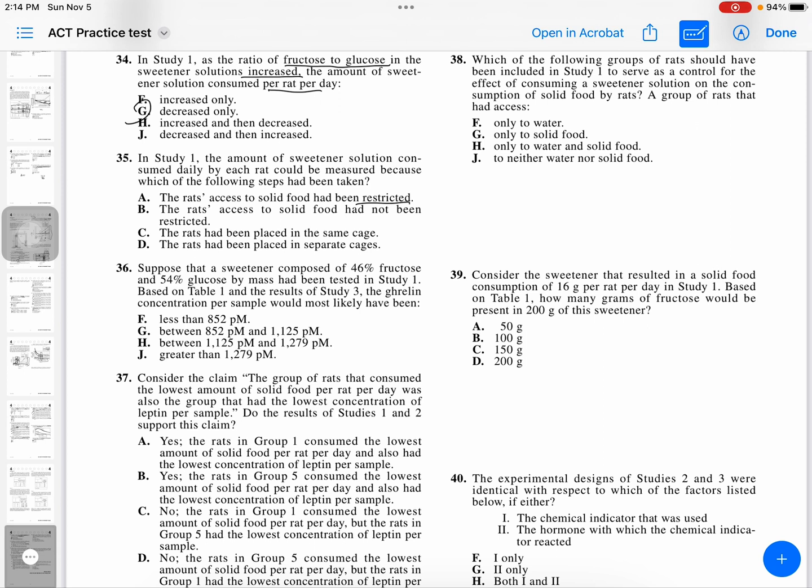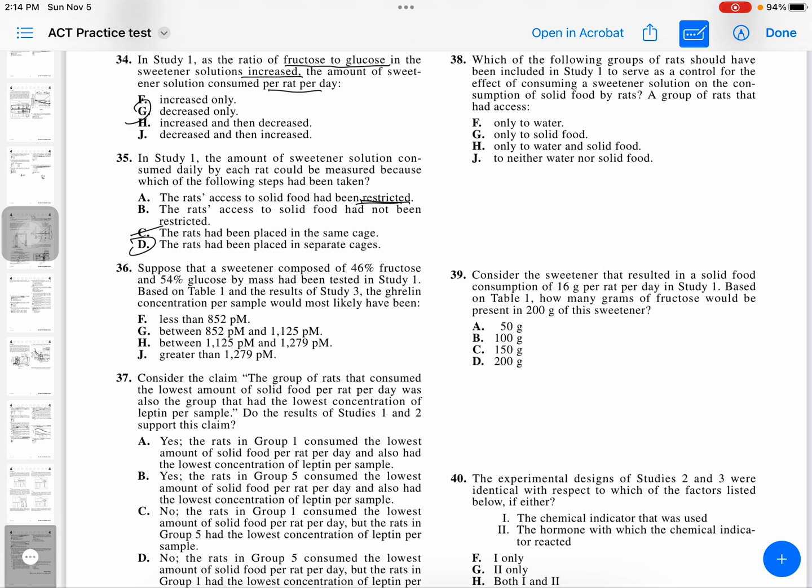If you put them in the same cage, you can't measure how much each individual rat is eating. But if you put them in different cages, then you can measure how much they're eating individually. And then there might be a control group and an experiment group, and that would be like restricted and not restricted, and you can compare them or something. That's a separate issue.